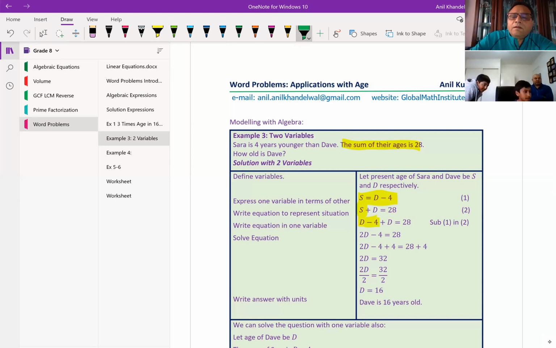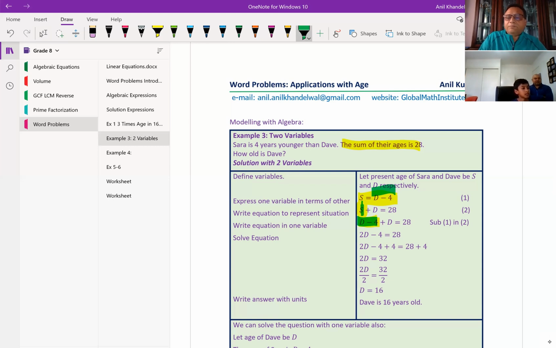Oh, okay, yeah, now I understand. This S is replaced by D minus 4 because of this. Do you get the idea? So we got an equation in one variable, and the variable here is D, Dave's age. So now we can solve it. D minus 4 plus D is 28. 2D minus 4 is 28.